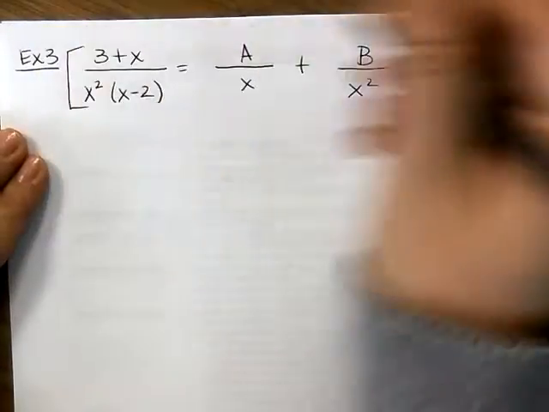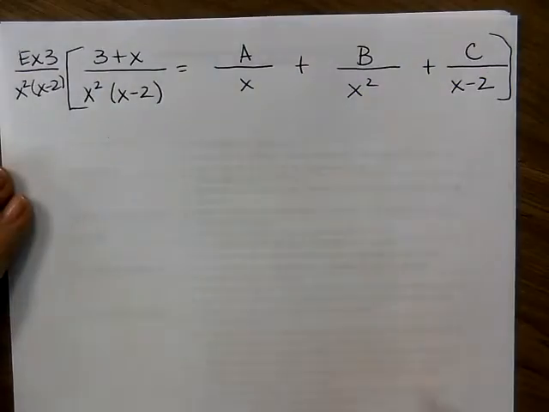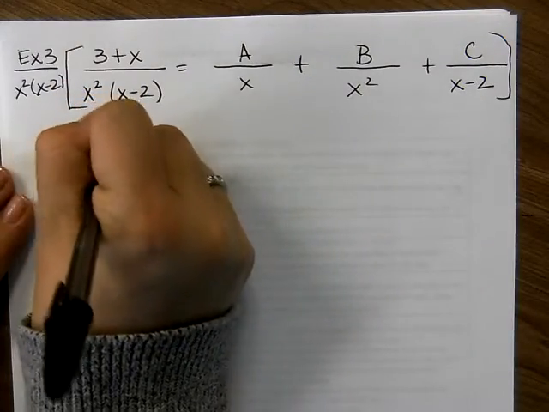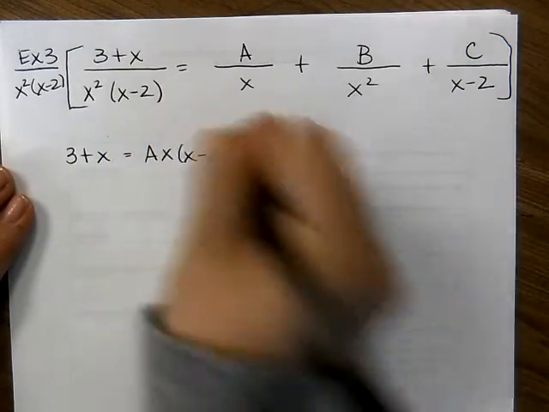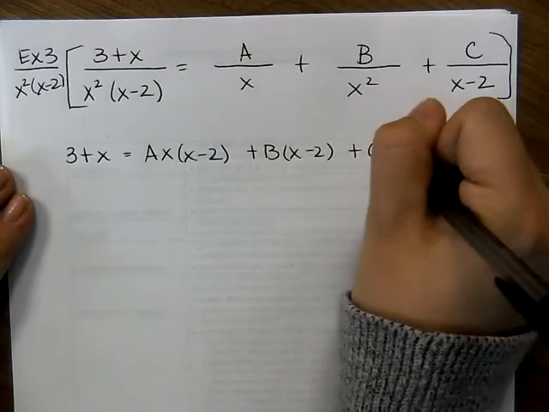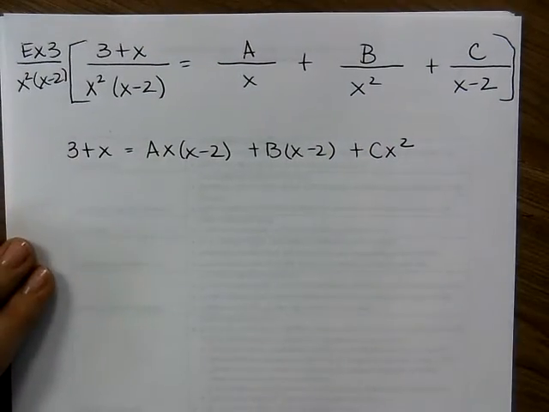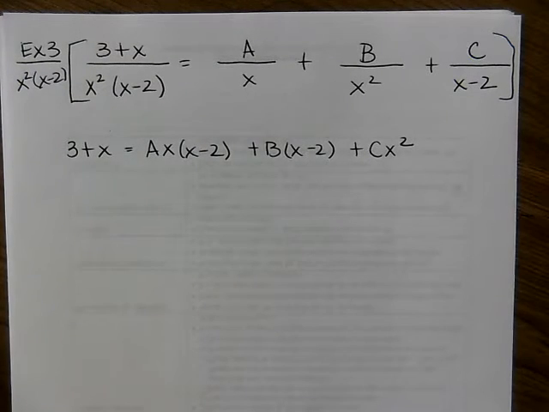So did you multiply by x squared times x minus 2? And you should get 3 plus x equals A x times x minus 2 plus B times x minus 2 plus C times x squared. Do you have that? Yes. Okay, good. So you have the first 2 steps down. Now I want you to start trying to minimize your variables. So I want you to try to choose values for x that help you to find A, B, or C.